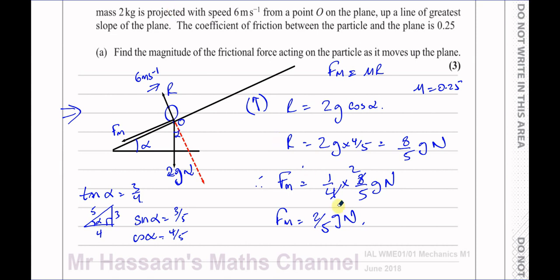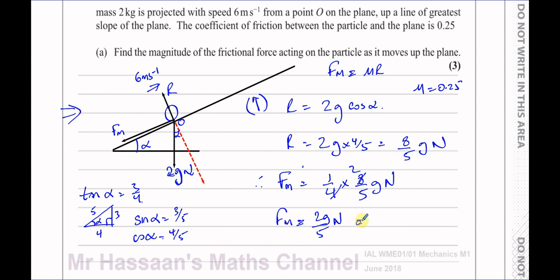Okay, you can say 2/5 g newtons, you can say 2g over 5 newtons. I'll write it like that, 2g over 5 newtons. Okay, that is the value of the friction acting. Now, you can leave your answer in terms of g. That's perfectly good in M1.